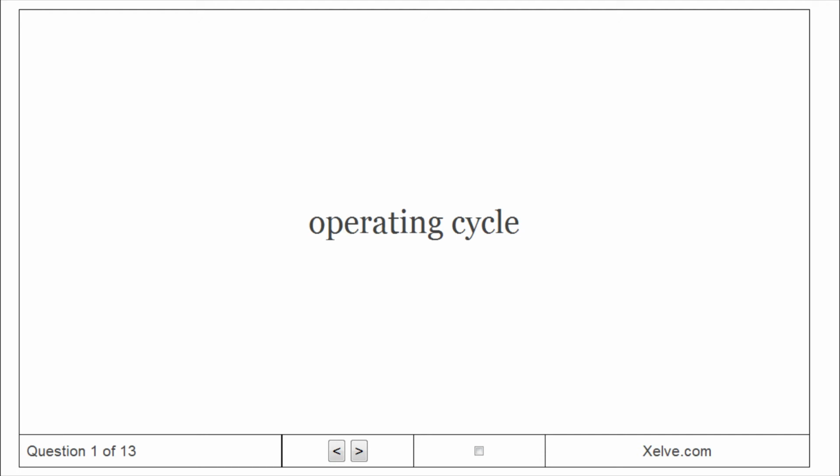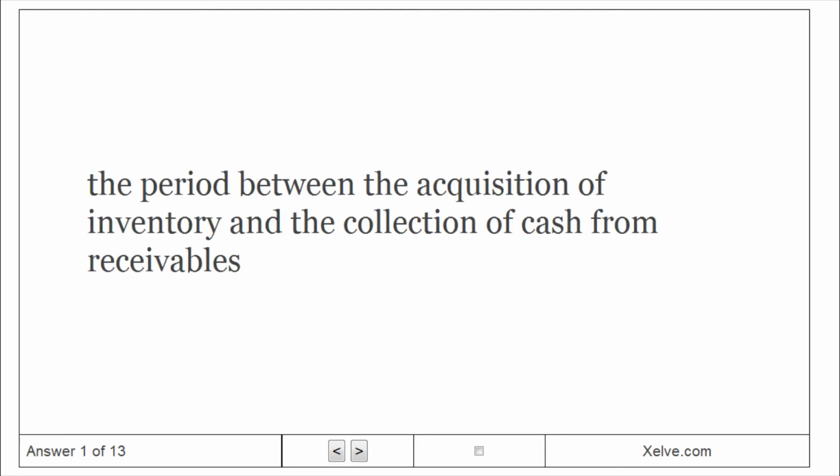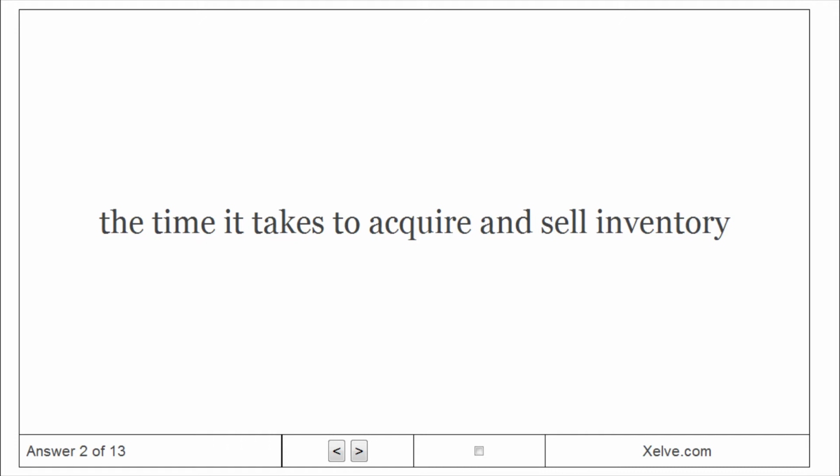Operating cycle. The period between the acquisition of inventory and the collection of cash from receivables. Inventory period. The time it takes to acquire and sell inventory.